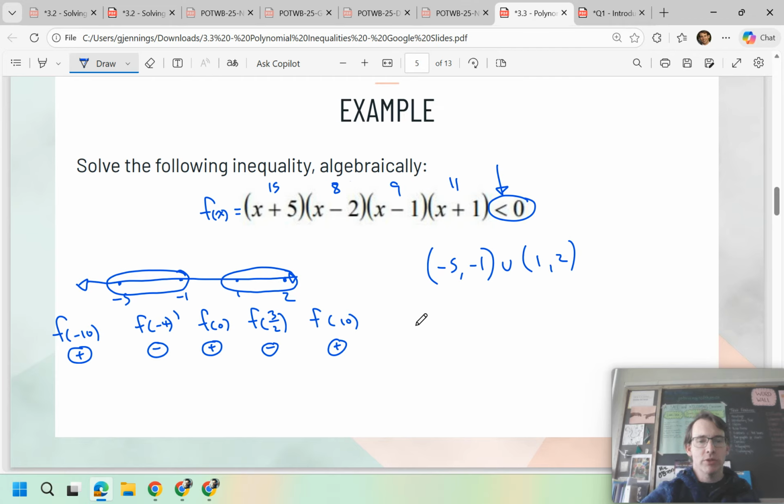Okay, that's interval notation. I could also say minus 5 is less than x, which is less than minus 1, or 1 is less than x, which is less than 2. Okay? These would be the other ways that you could show these with inequalities. Okay? Fun. Cool. Let's carry on.